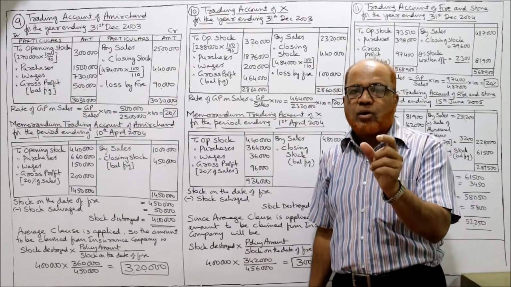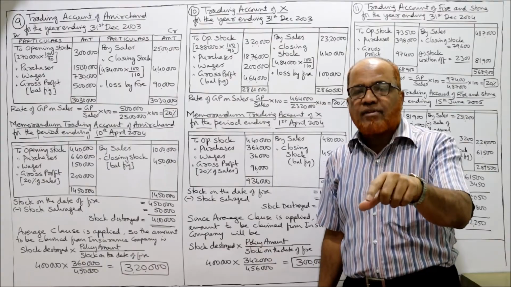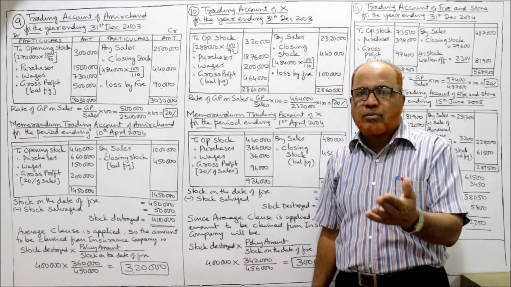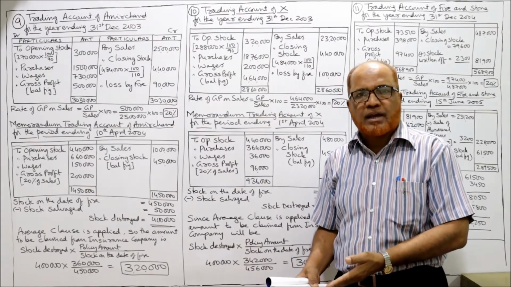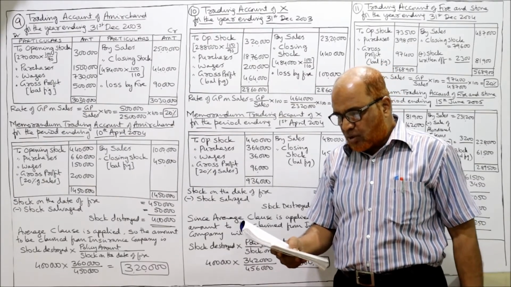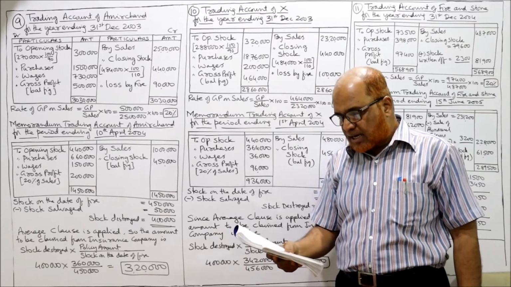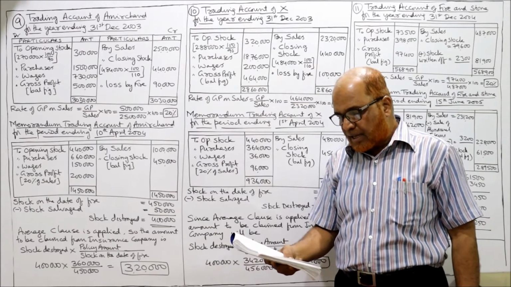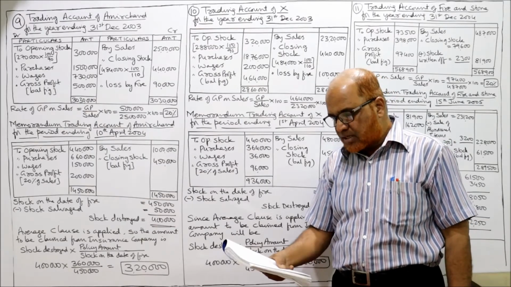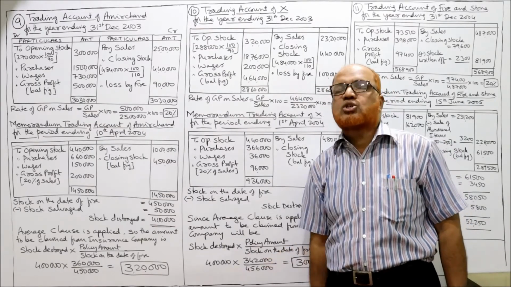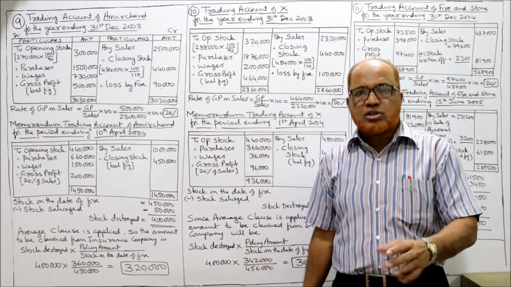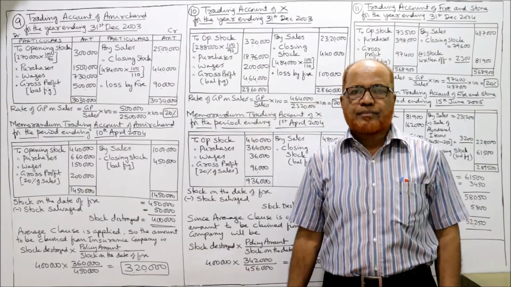If the policy amount is given, that means average clause is applied. In the previous problem also the policy amount was given, and average clause was applied. Here also average clause will apply. You are required to ascertain the insurance claim which the company should claim from the insurance company for the loss of stock by fire from the following particulars. Insurance policy contained average clause. So even if it is not given, we assume there is average clause because the policy amount is given.